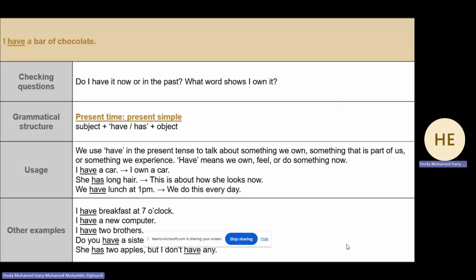Okay, let's focus on the first one. We use have in the present tense to talk about something we own, something we have, or something that is a part of us, or something that we experience. For example, I have a car. She has long hair. We have lunch at 1 p.m.